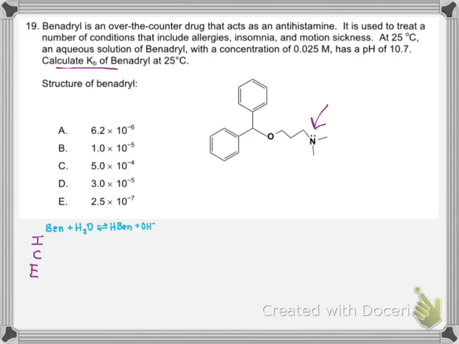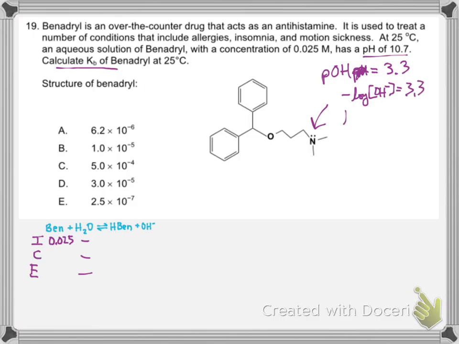So we're told here that the concentration of Benadryl is 0.025. With water, we don't care. We love it. And we see here that the pH is equal to 10.7. So that means that the pOH at 25 degrees Celsius would be equal to 14 minus that, which is 3.3. So the negative log of the hydroxide concentration is 3.3.